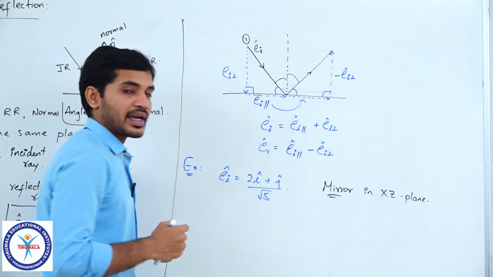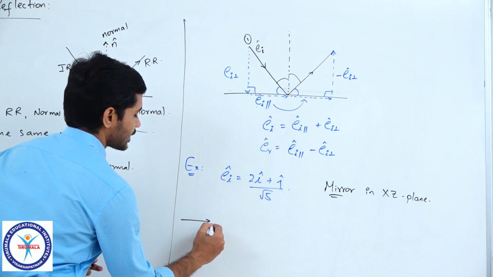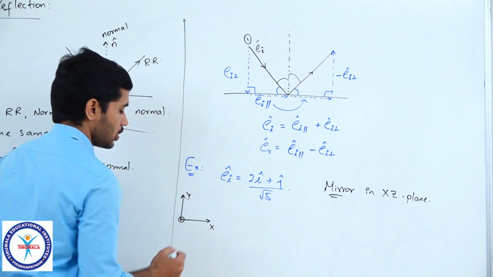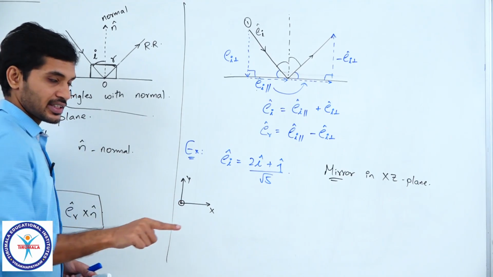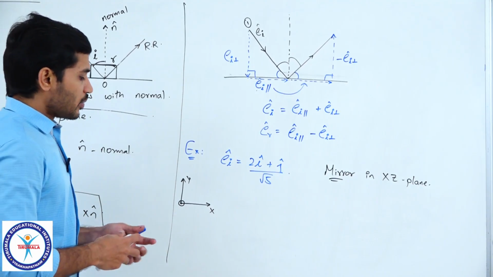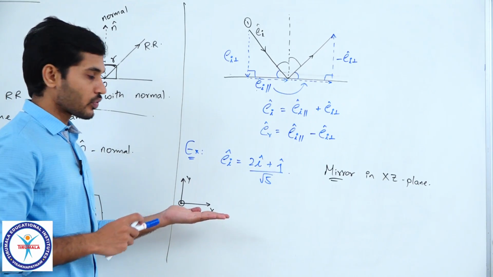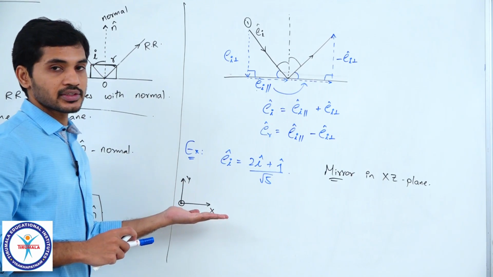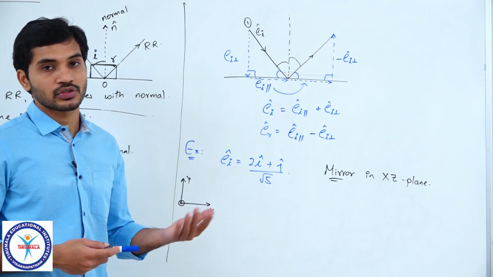So, the mirror is in the xz plane. If you consider this as x, this as y, then z will be outwards. So, the xz plane basically means this. This is x and this is z. So, this is the xz plane. The mirror is basically like this and this is the incident light ray. If this incident light ray strikes a mirror like this, you need to find out the unit vector in the direction of the reflected ray.